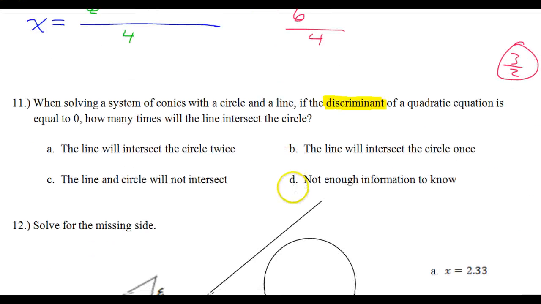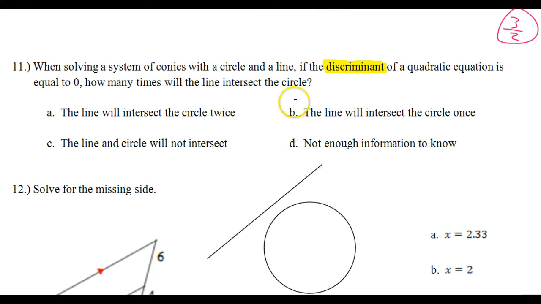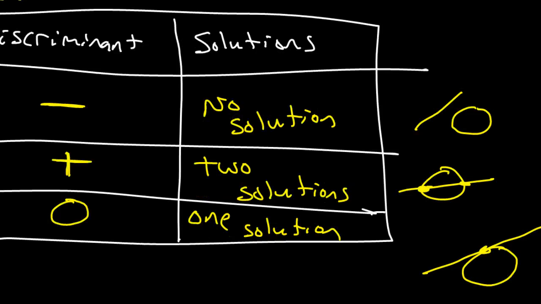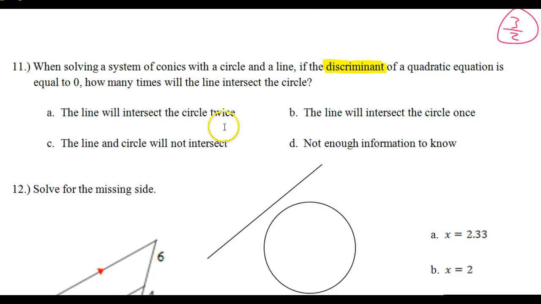Okay, so all of that was to help us understand number 11. If the discriminant is equal to 0, how many times will the line intersect the circle? Well, we just decided that that was going to be once, one solution when the discriminant is 0. So that's why the answer here is going to be B.